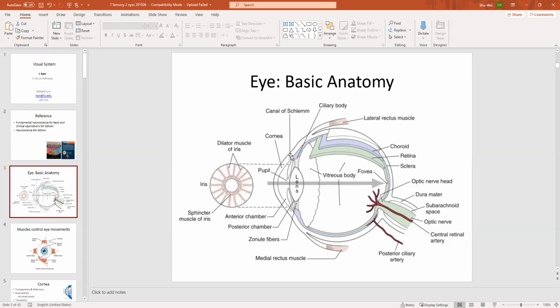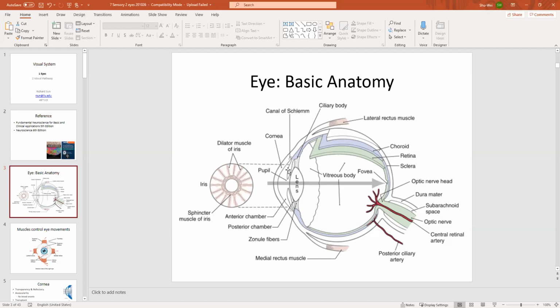In around this region, the canal of Lemma, is where the sclera meets the cornea. So here is the transition from the sclera, which is not transparent, to the cornea, which is transparent. If you look into your eye, this white portion is the sclera, and under that window, the cornea, you see a colored portion. Like, I'm Asian, so this portion would be around dark brown or black.